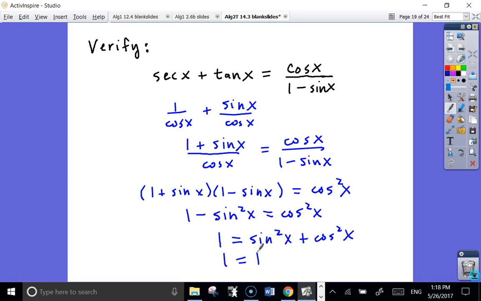So in a way, the methods kind of look different, but in the end, at some level, they're really kind of the same. Because we ended up still doing the 1 plus sine and the 1 minus sine, and that was kind of the key to getting it simplified or verifying.